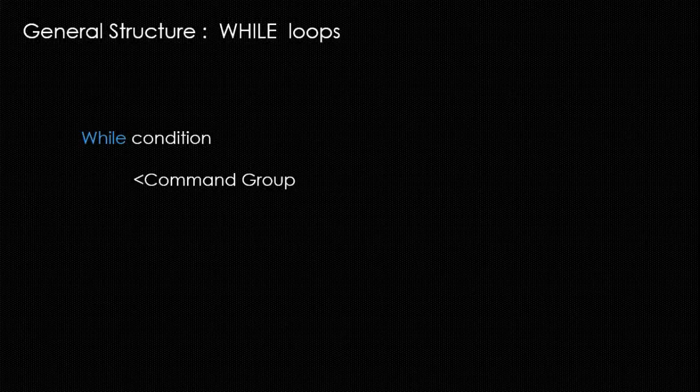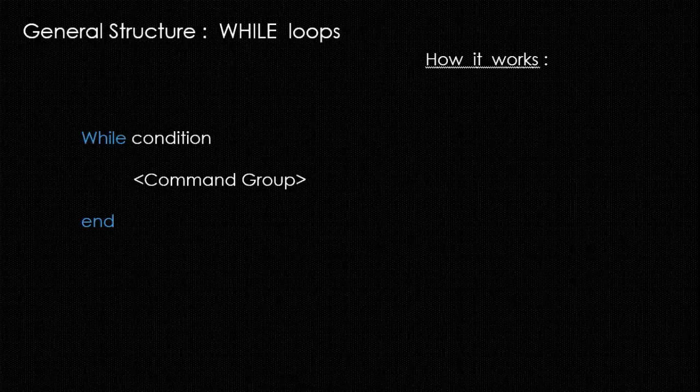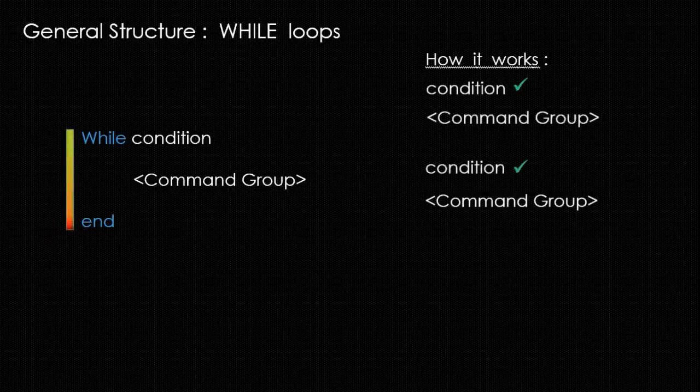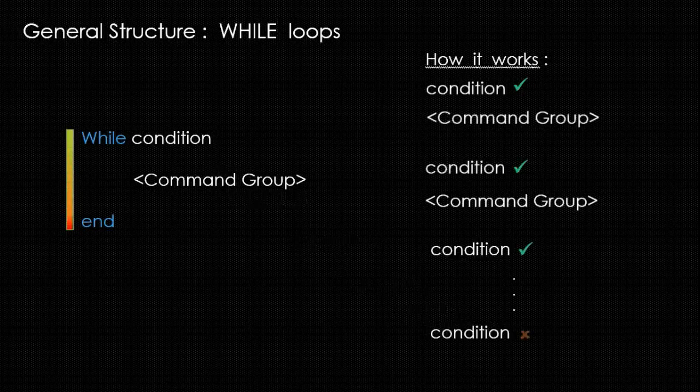Let's move on to while loops. The general structure of while loops is: while a condition, then the group of commands to be executed repeatedly, finally end. How this works is: at the beginning the condition is checked. If it is true, the group of statements is executed, following which the condition is checked again. Every time the condition is true, the statements are executed. The loop concludes once the condition is found false.